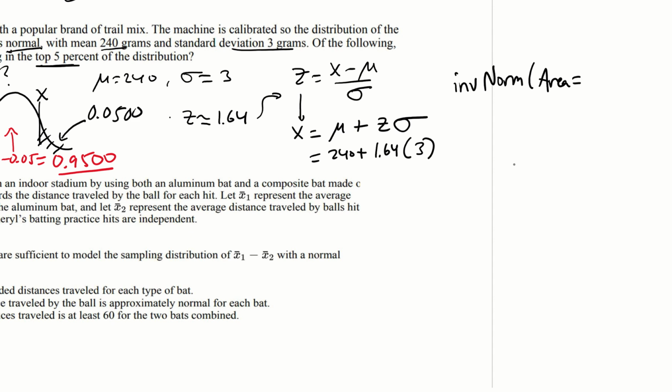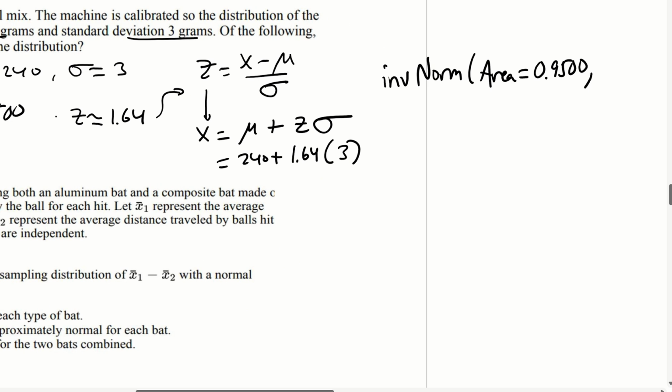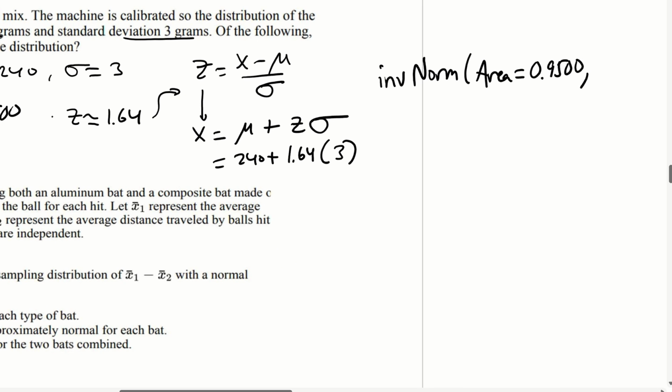Now the area has to be to the left, okay? So we have to do 0.9500, or it's gonna give us the wrong z-score. It's actually gonna give us the negative version if we use 0.0500, okay? And then the area is 0.9500, then we need the mean. The mean is 0 and the standard deviation is 1, guys, because you're doing z-scores. If you want a z-score, then you can do mean as 0, standard deviation of 1.